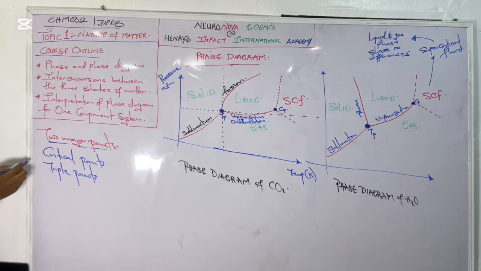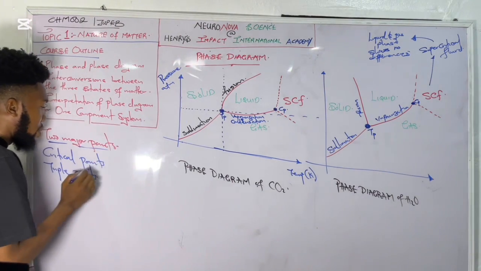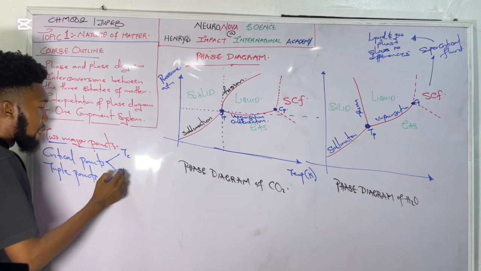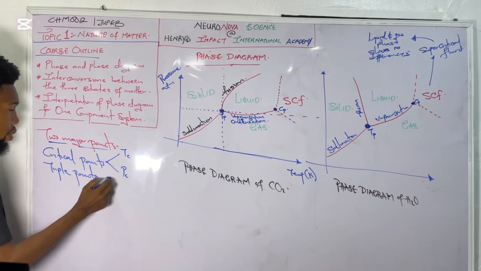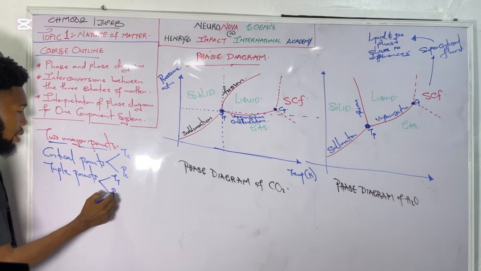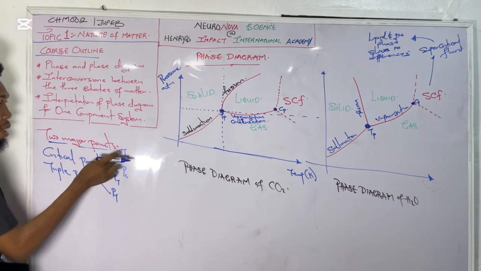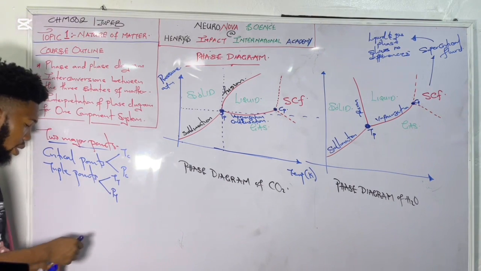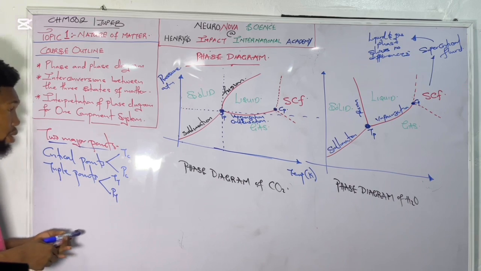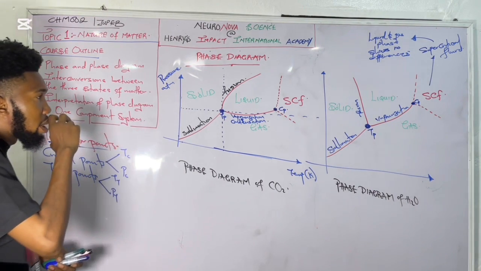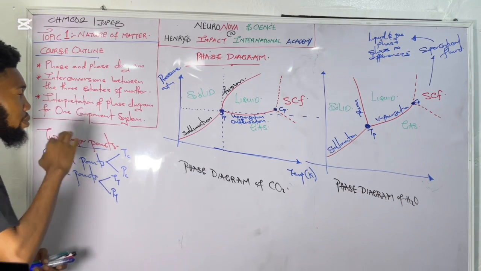Each of these points has its pressure and temperature. For the critical point, we have what we call TC and PC. And for the triple point, we have TT and PT. So this is the temperature at critical point, pressure at critical point, temperature at triple point, pressure at triple point. Let's go and identify those temperatures and pressures from the diagram.